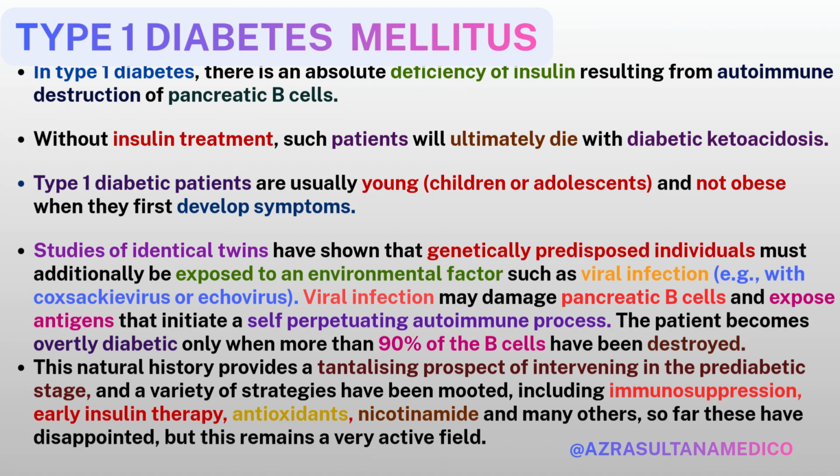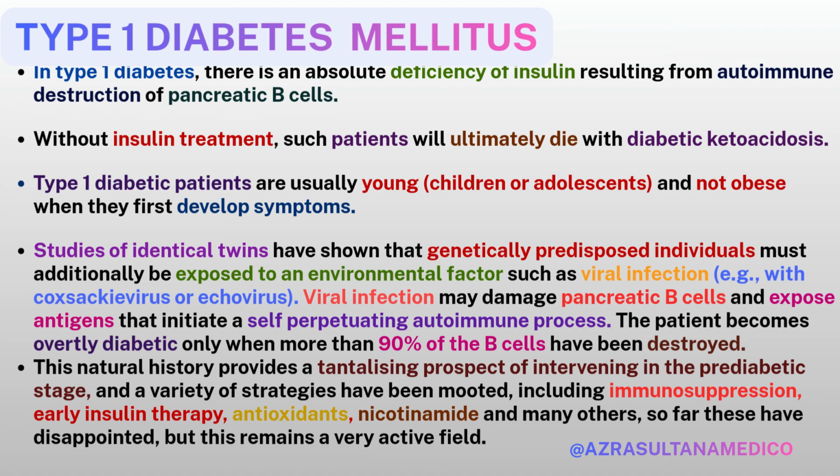Viral infections, such as Coxsackie virus or echovirus, are believed to act as possible triggers. These infections may damage pancreatic beta cells and expose specific antigens, which then initiate a self-perpetuating autoimmune response. Interestingly, symptoms of diabetes do not appear immediately. The patient becomes overtly diabetic only after more than 90% of the beta cells have been destroyed. This long pre-diabetic phase offers a potential opportunity for early intervention.